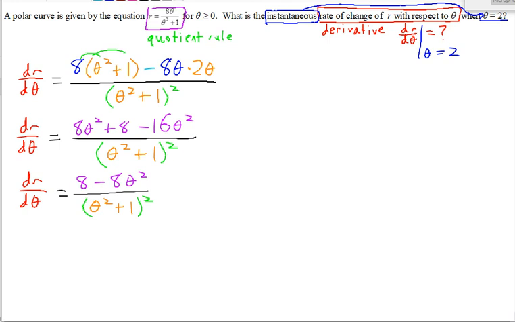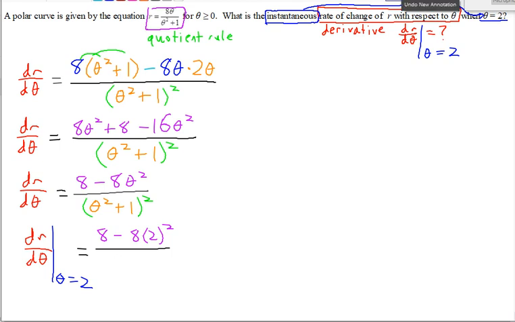You can even factor out the 8 here, but we're not trying to find the critical numbers like we did on the first one to find increasing and decreasing intervals, so there's no need to do that. It's probably easier to just substitute in theta equals 2 right now. So now dr d theta, specifically when theta equals 2, would be 8 minus 8 times 2 squared, divided by 2 squared plus 1 squared.